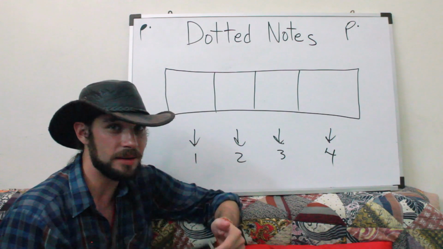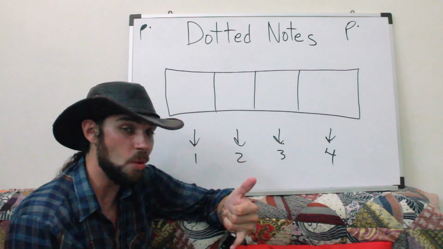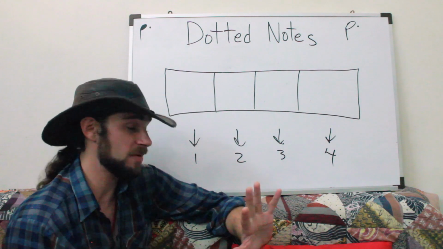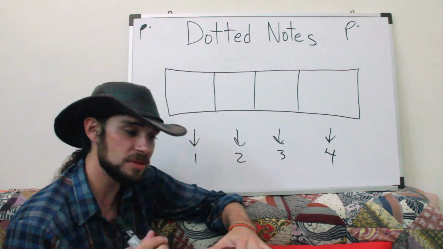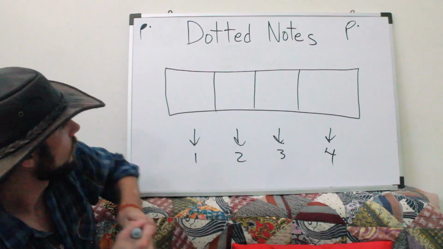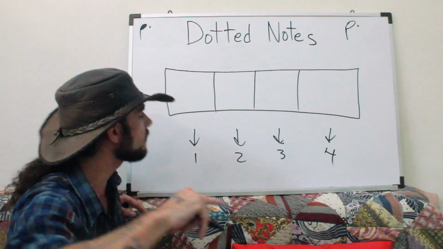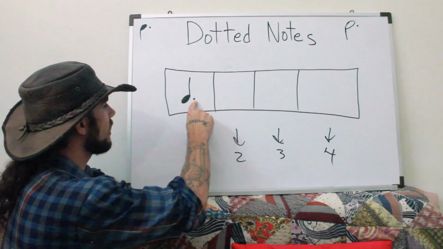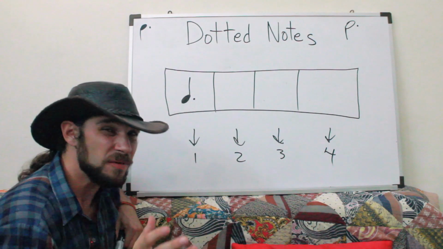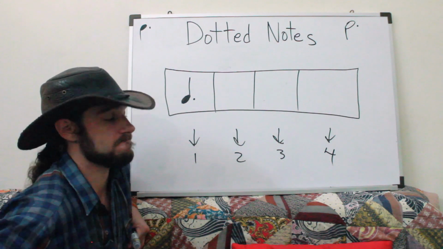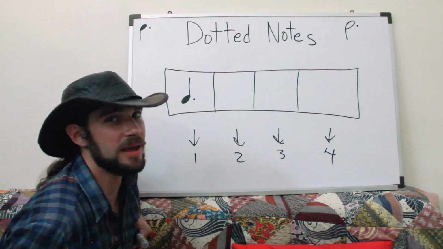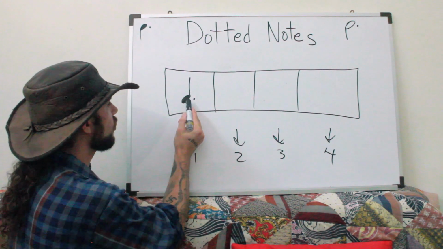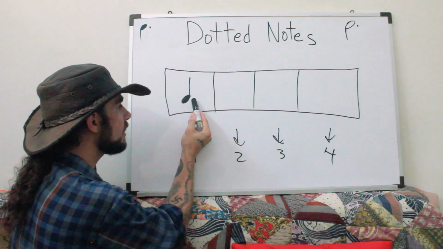When you start dotting quarter notes or eighth notes, and we haven't even talked about 16ths yet, that's when things start getting a little tricky. So let's see if you can figure this one out on your own. So here we've got our quarter note and we've got a dot. What's half of a quarter? It would be an eighth, right? So technically here we've got a quarter plus an eighth.